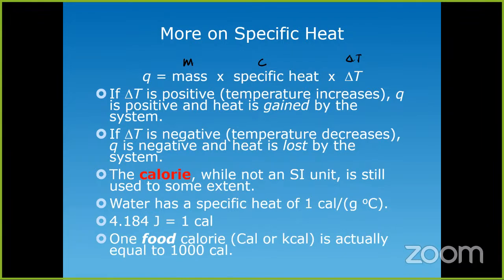And then there's another unit of energy. This is typically used by nutritionists. It's called the food calorie, which is expressed as uppercase Cal or kilocalorie, and it's actually equal to 1,000 of the calories that we just talked about here. All right, so that's another unit of energy that is used in the field of nutrition.